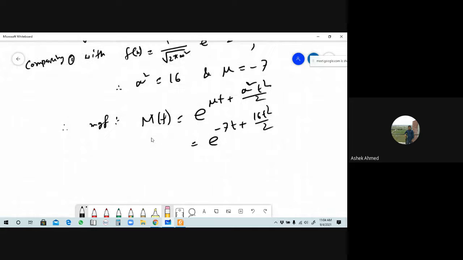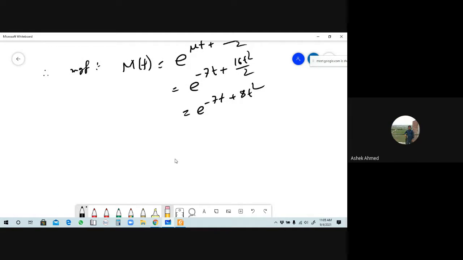So this value will be here কি হবে? e to the power minus 7t plus 8t square. Understand or not? This is the moment generating function of normal distribution. Okay. Yes, sir.